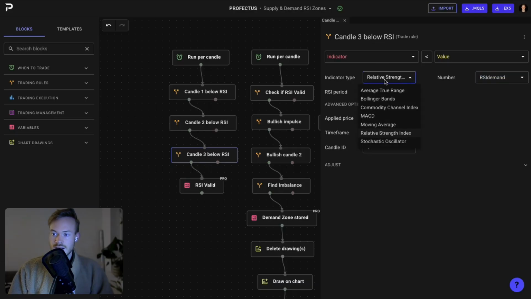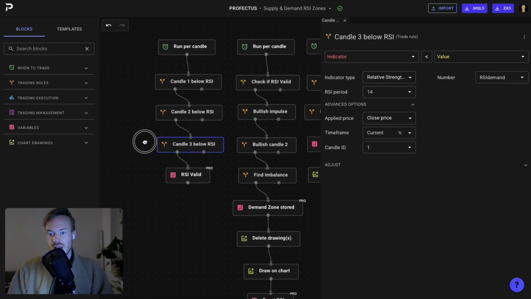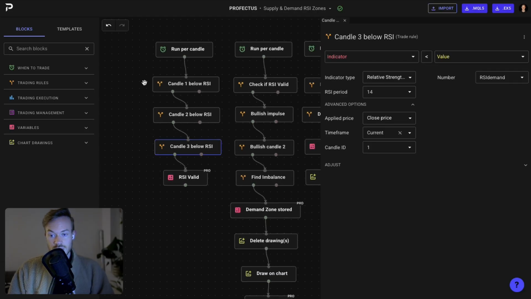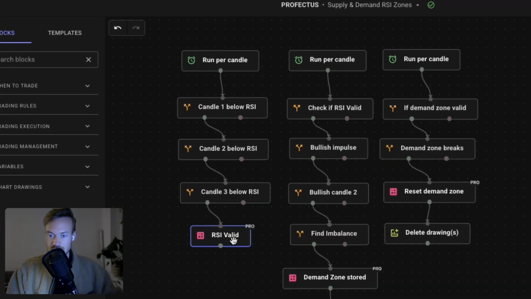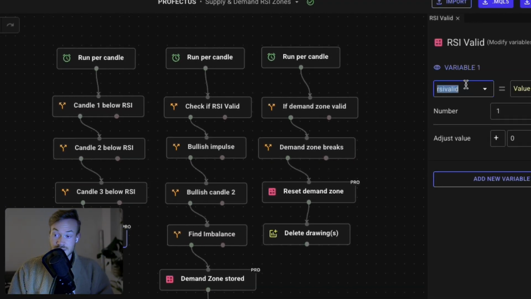So we simply take here the indicator relative strength index, benchmark it against the hard number we hard coded into the system, here 40, and as soon as those 3 conditions are being met, we now go here to the last block, RSI-valid, and simply make this value a 1. So why are we doing this?